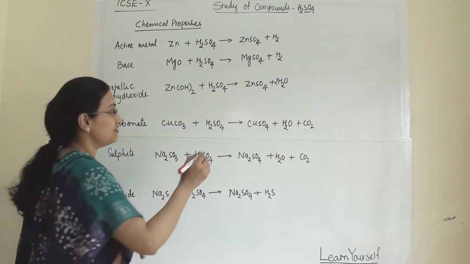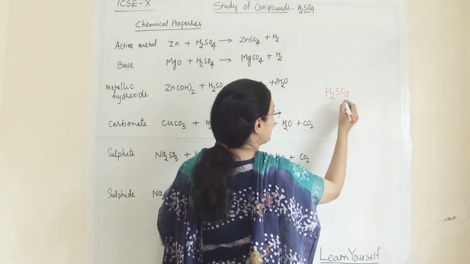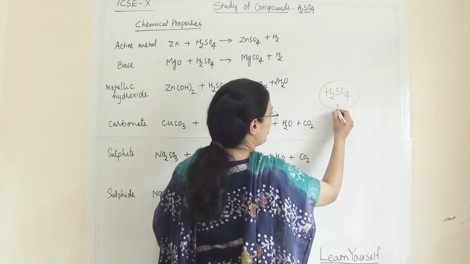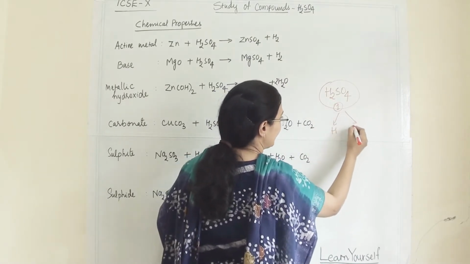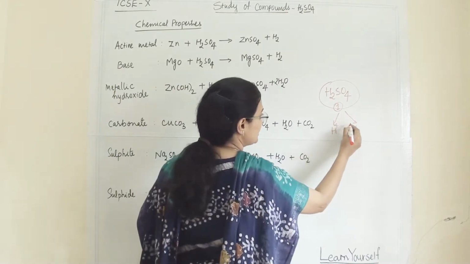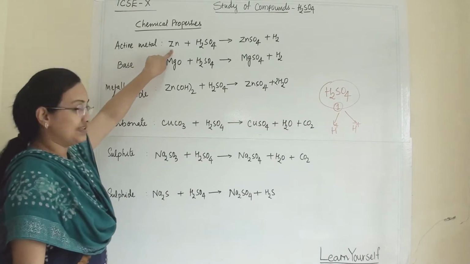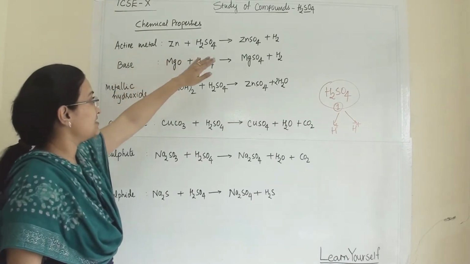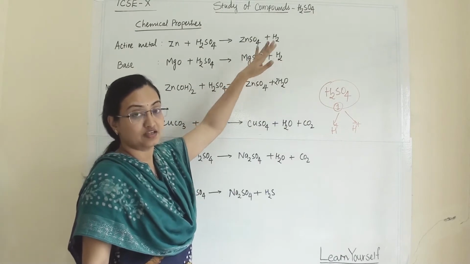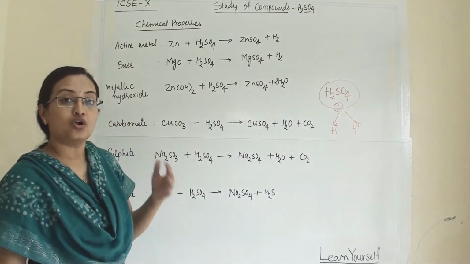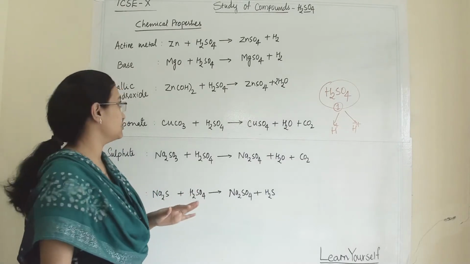We know that sulfuric acid is a dibasic acid. By decomposing one molecule of sulfuric acid, we get two replaceable hydrogen ions, so it is a dibasic acid. Now when active metals react with sulfuric acid, we get zinc sulfate and hydrogen gas. Sulfuric acid is a non-volatile acid and a strong oxidizing agent.